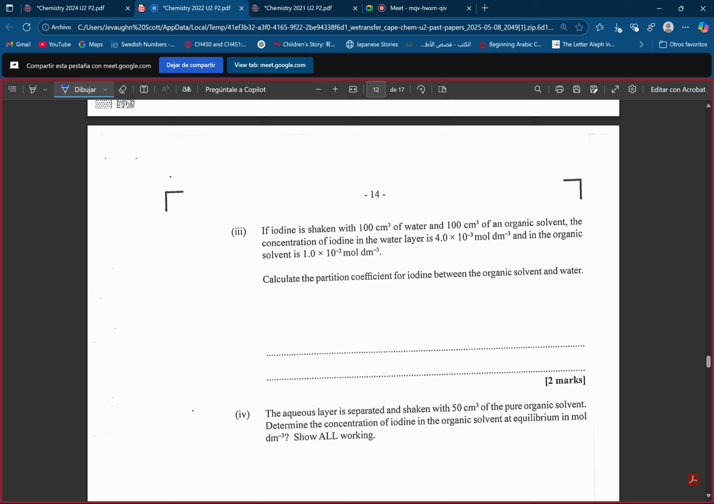So we just establish what Kp is. Kp is going to be equal to the solubility in the two layers. So we're going to have 1.0 times 10 to the negative 2 divided by 4.0 times 10 to the negative 3. This is going to give us 1 over 4, which is 2.5.